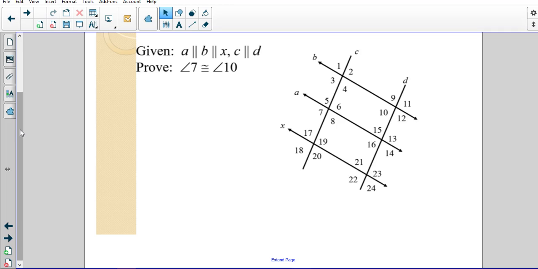And then 13 to 10. I say, if lines are parallel, then alternate interior angles are congruent. Why are they alternate interior? Well, they're alternate because they're on the opposite side of this line, and they're interior because they're in between those two lines. And then I just tie it up. Angle 7 is congruent to angle 10 by the substitution property. And we're finished. That's it.